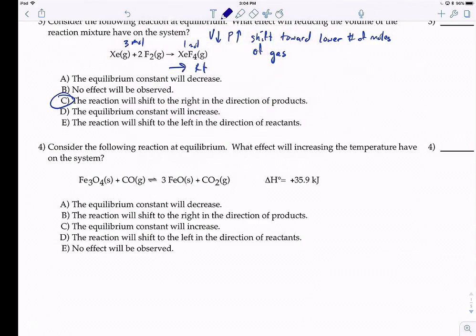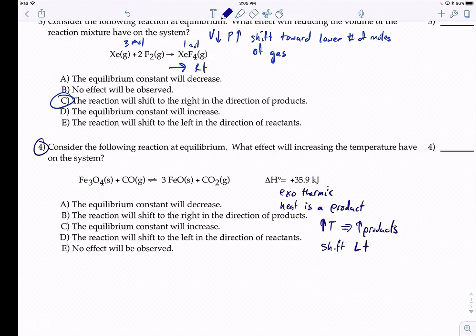Consider the following reaction equilibrium. What effect will increasing the temperature have on the system? Don't get these wrong because they're the easy ones, right? The conceptual ones, these are the easy ones. So this is exothermic, so heat is a product, and upping the temperature means upping products. So you shift left.